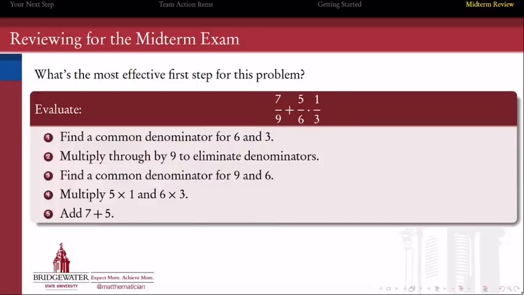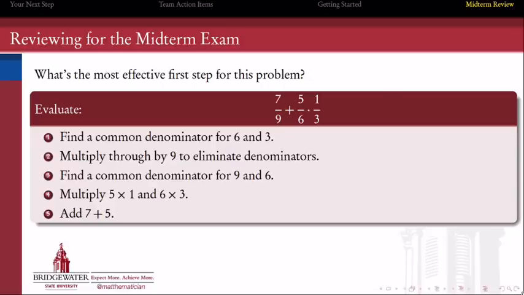Let's say I want to evaluate this combination of fraction arithmetic. And our options for the most effective first step are: find a common denominator for the numbers 6 and 3, or multiply everything by 9 to eliminate the denominators, or find a common denominator for 9 and 6, or multiply the 5 and the 1, and then the 6 and the 3, or add 7 plus 5.